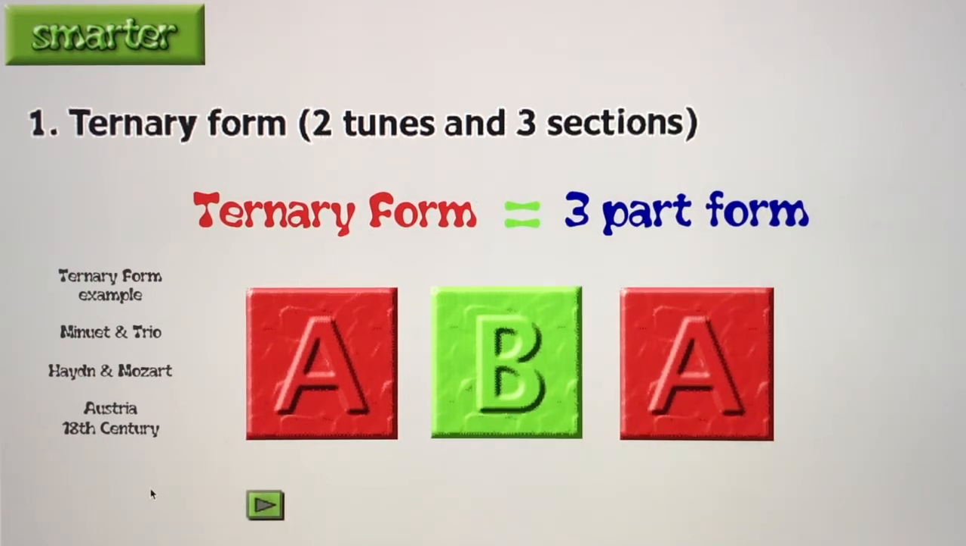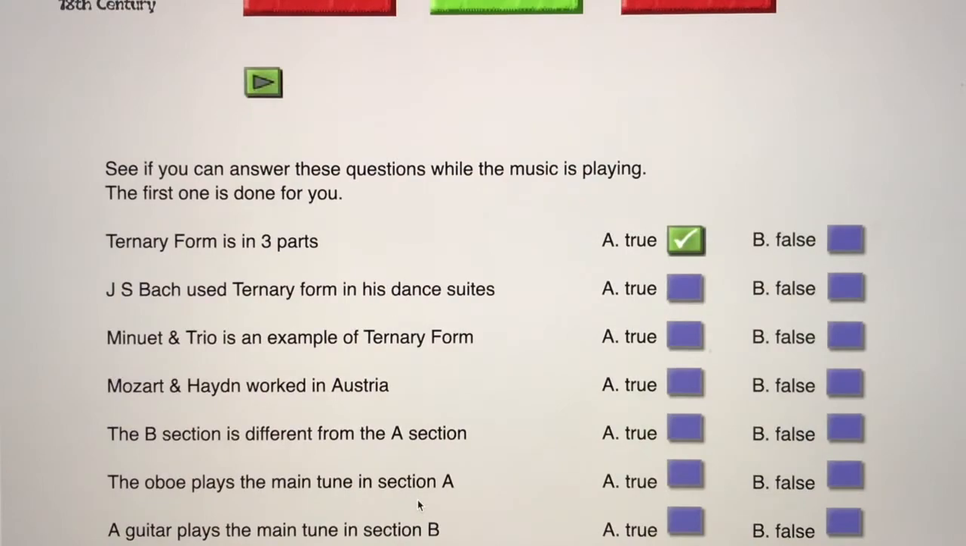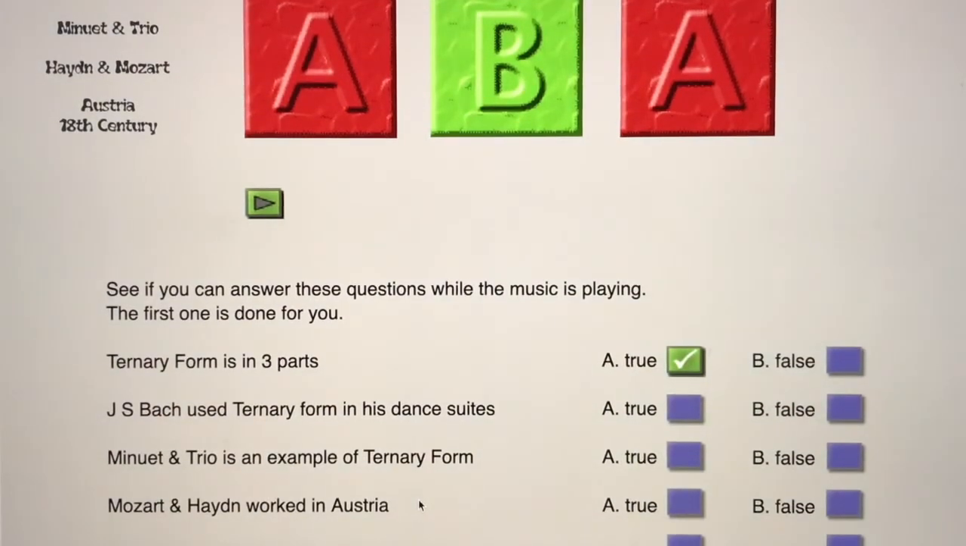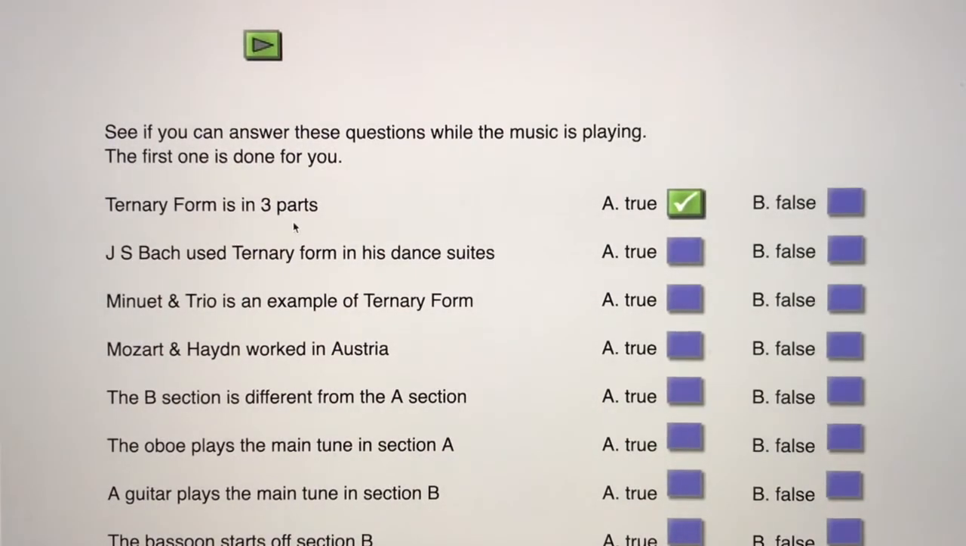Did you recognise the A melody when it returned, when it was repeated at the end? Let's see how much you've noticed. So some of these questions are knowledge, so let's see what we've learned so far. So ternary form is in 3 parts. Yep, that's done for us. J.S. Bach used ternary form in his dance suites. True or false? Well, we've already learnt that he used binary form, 2-part form, for his dance suites. So this must be false.